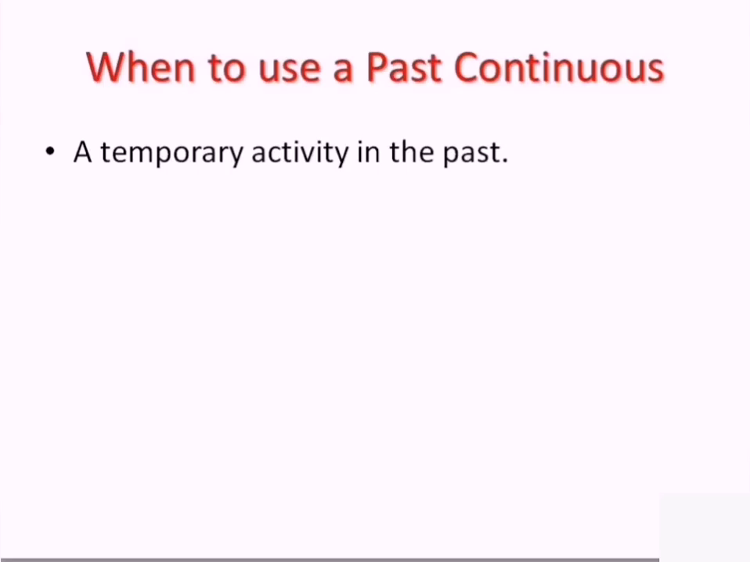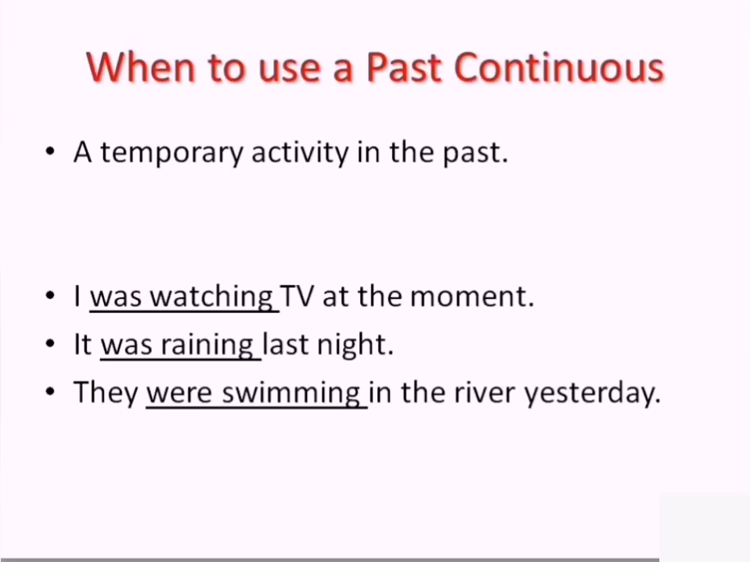Now, let's have a look at when to use the past continuous. First, we use the past continuous for a temporary activity in the past. It started in the past and it was finished in the past. I was watching TV at the moment. It was raining last night. They were swimming in the river yesterday.